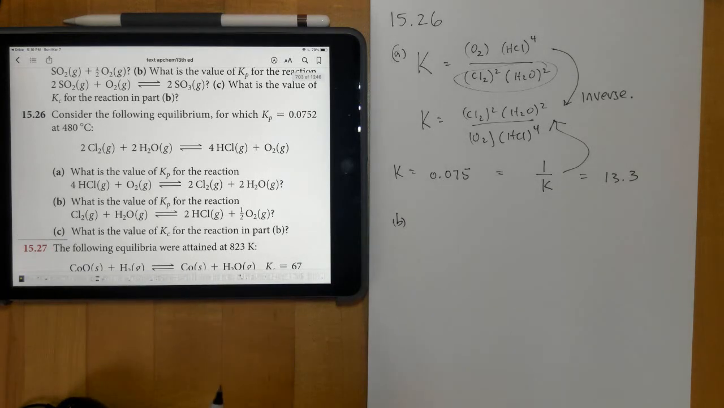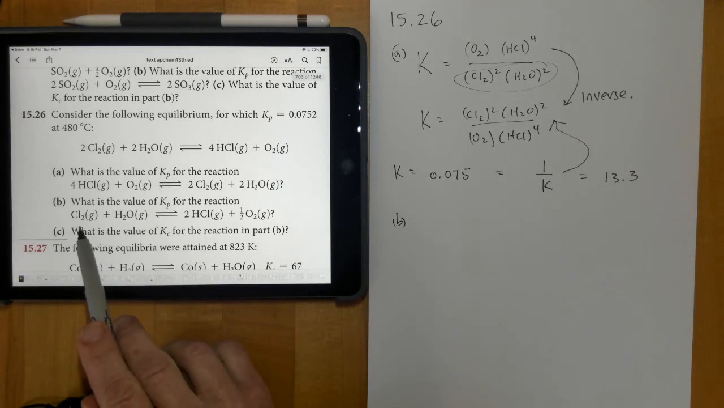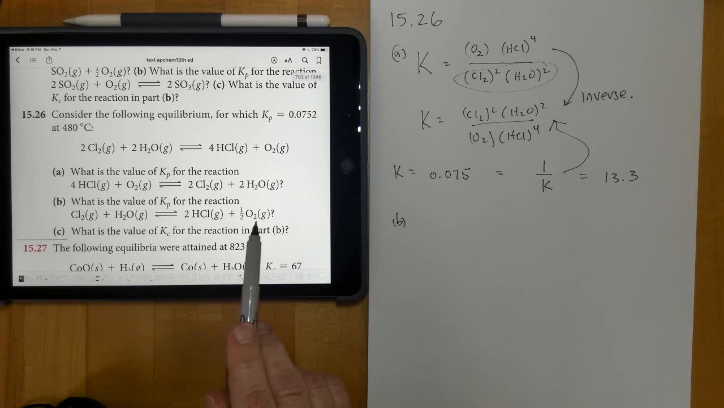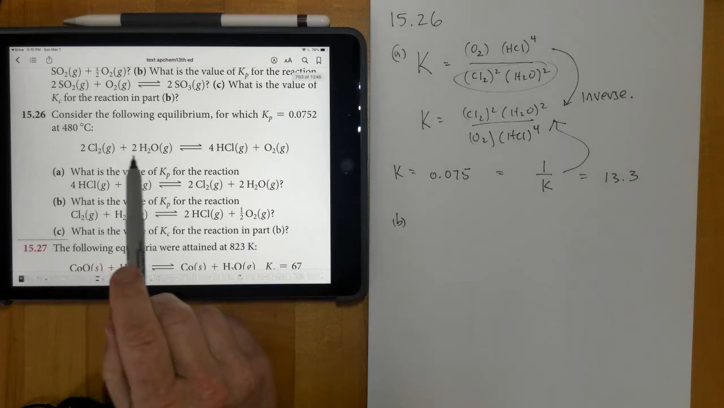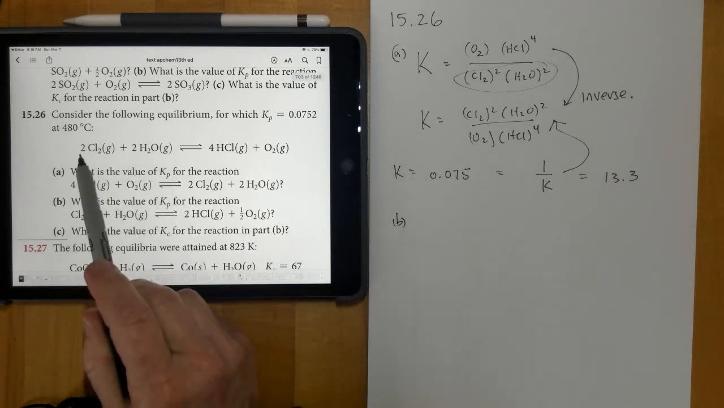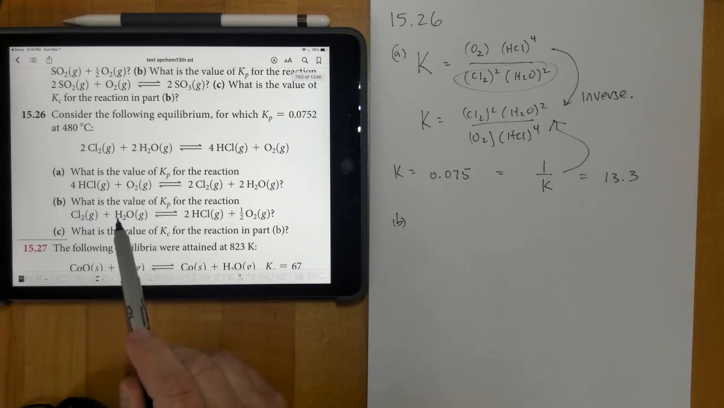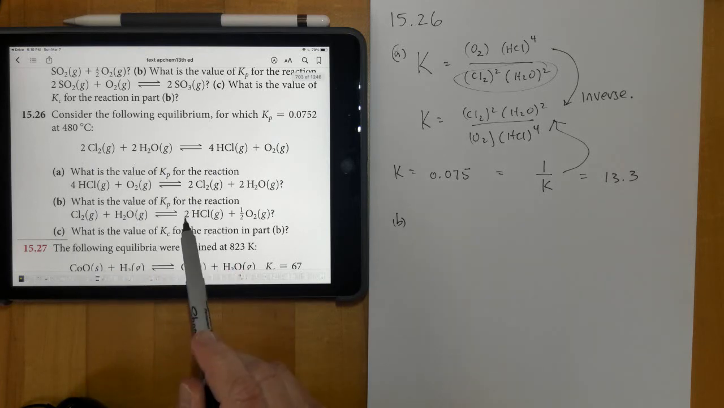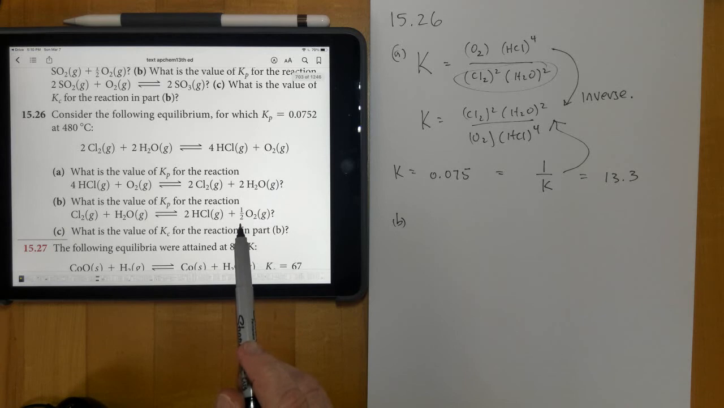Letter B, what is the value of Kp for the reaction? And so then in this case, you'll notice that they took the reaction that was right up here, and they cut it in half. So it's 1 here now, 1 here now. Instead of 4, it's now 2, and instead of 1, it's 1/2.